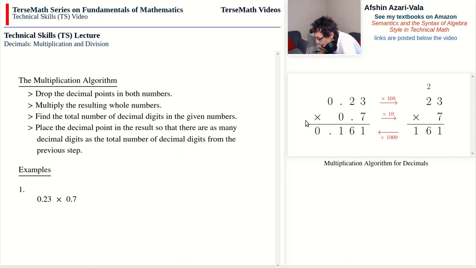Now, of course, the 2 zeros in 100 come from the fact that we have 2 decimal digits, and therefore we move the decimal point over both. The 1 0 here corresponds to the fact that we have 1 decimal digit, and the 3 zeros here will translate into 3 decimal digits. So instead of going through this kind of argument all the time, we begin by counting the total number of decimal digits. That tells us how many times bigger the product will be, 1,000 times. And then we make sure that we make the answer 1,000 times smaller from what we have here.